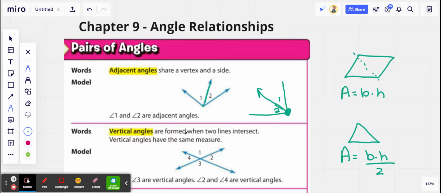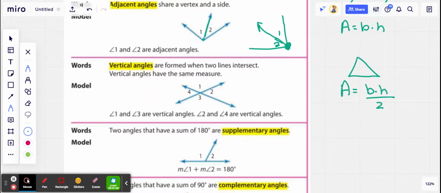Vertical angles are our next one. Vertical angles are formed when 2 lines intersect. We have this line right here and this line right here. Those 2 lines intersect, and so they form vertical angles. So 1, 2, 3, and 4 are vertical angles. 1 and 3 are vertical angles, and 2 and 4 are vertical angles.